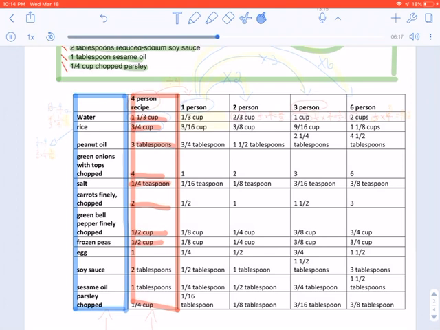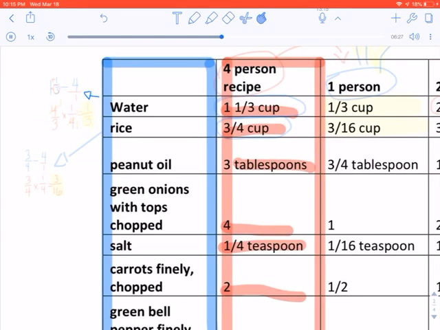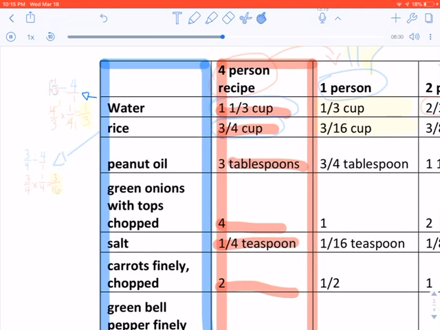So I'm going to go ahead and start writing in blue. And I'm going to go right next to the word water. I'm going to do a little arrow there on the left-hand side. So if I was to cook for 4 people, I would need 1 1/3 cup of water. So I'm going to write that to my side here, 1 1/3. But since I need to figure out how much it is going to be for just myself, for 1 person, I need to divide it by 4.